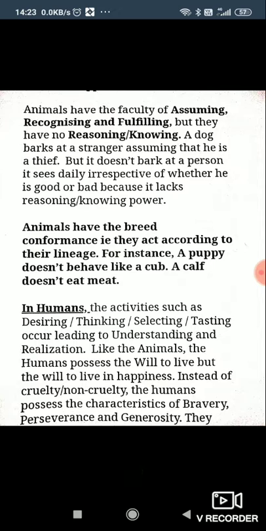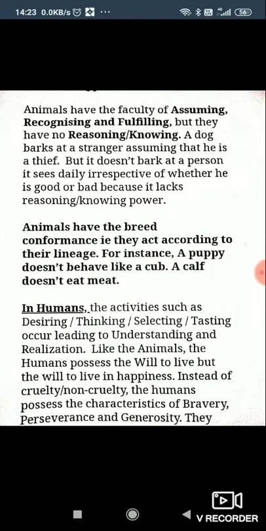Animals have the faculty of assuming, recognizing, and fulfilling, but they have no reasoning or knowing. A dog barks at a stranger, assuming that he is a thief, but it doesn't bark at a person it sees daily, irrespective of whether he is good or bad, because it lacks reasoning and knowing power.